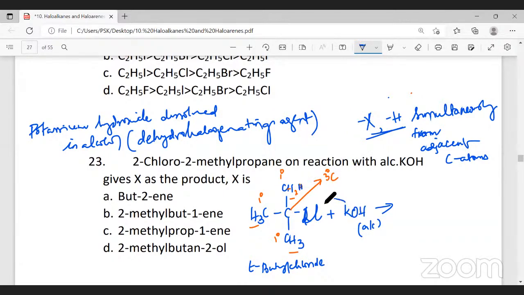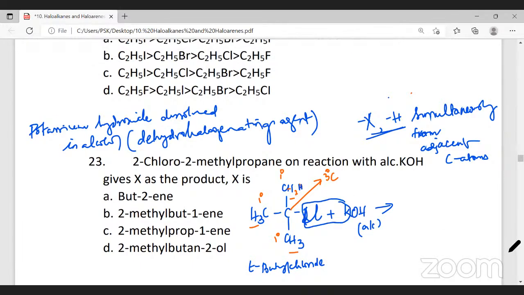Now, what happens is K and Cl get eliminated as KCl. This hydrogen and this OH get eliminated as water. Now you have CH2, single bond C, CH3, CH3. This carbon is not stable. This carbon atom has only 3 bonds, and this carbon atom also has 3 bonds, 2 with hydrogen and 1 with carbon. Since we have eliminated 1 hydrogen from this carbon atom and 1 chlorine from this carbon atom, a double bond will be formed between these 2.